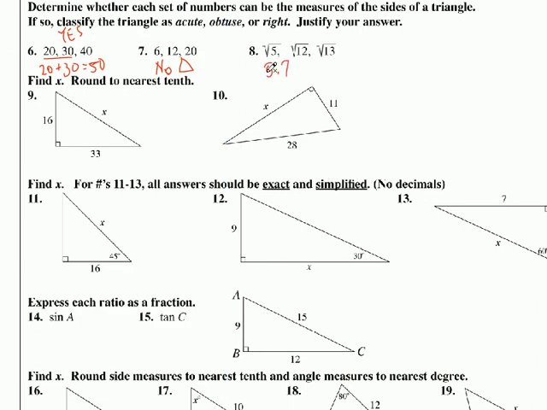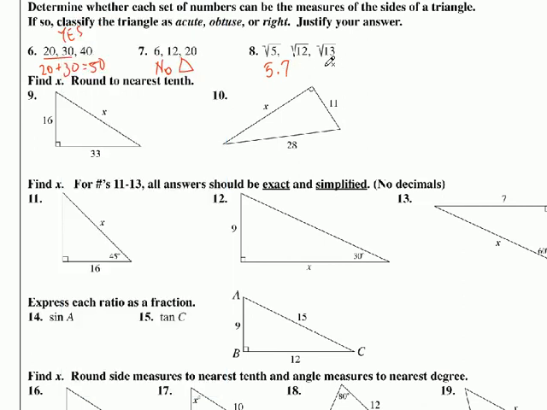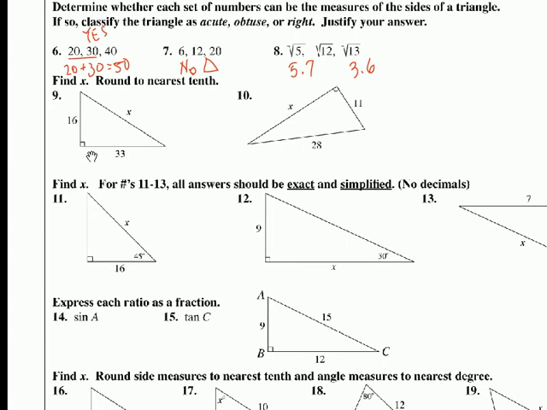Now I have to compare that. What does this have to be? It's got to be bigger than the square root of 13. Let's see what the square root of 13 is. So the square root of 13 is 3.6. So is this bigger than this? Yes, it is. So is that a triangle? Yep, it's a triangle. Now, we just did that to start off, didn't we?